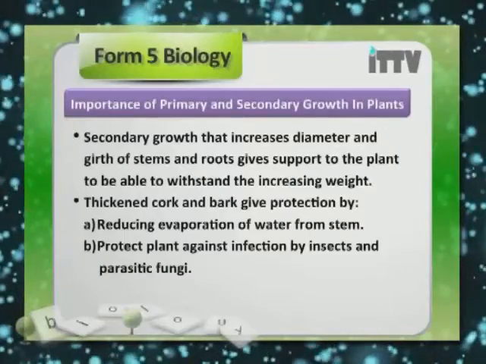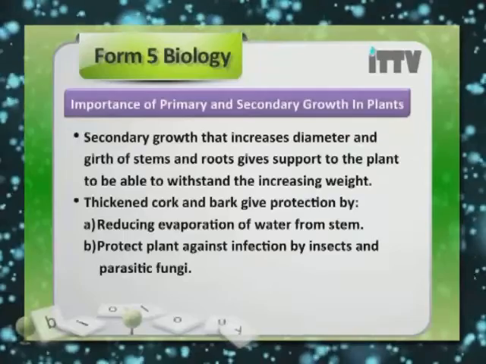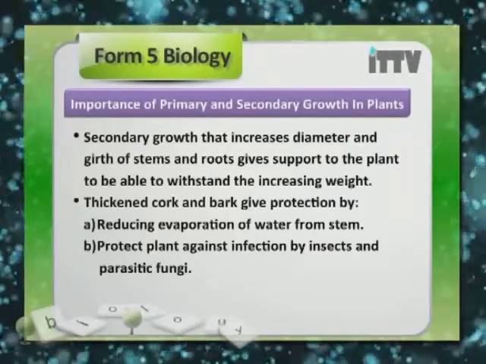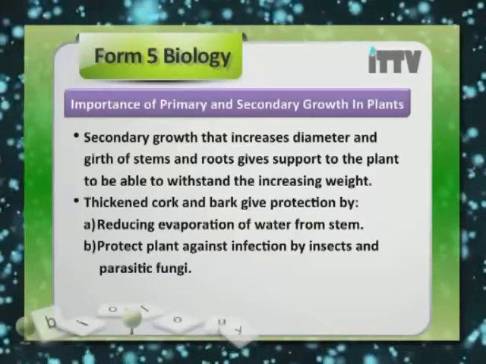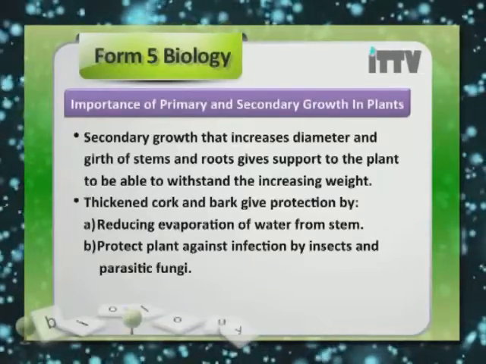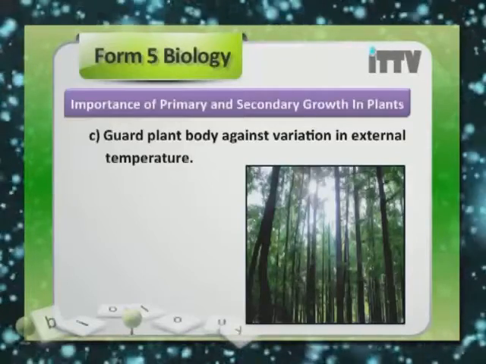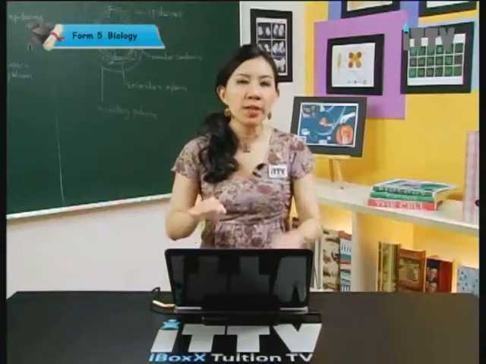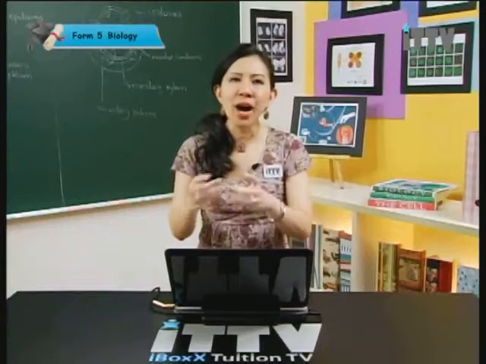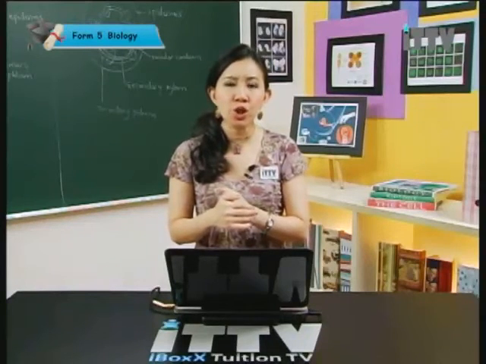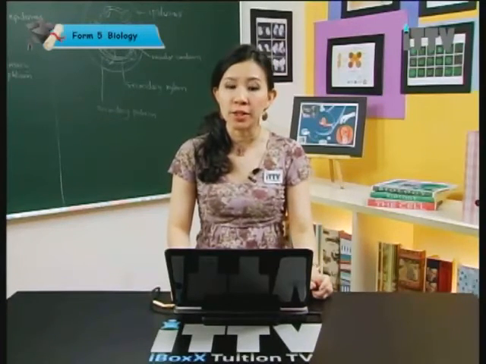Now, the thickened cork and bark will give protection by reducing evaporation of water from the stem, protecting the plant against infection by insects and parasitic fungi, and guarding the plant body against variation in external temperature. So it's really important that the cork cambium is always dividing to produce the cork to protect against fungi and parasites, as well as to reduce evaporation of water.